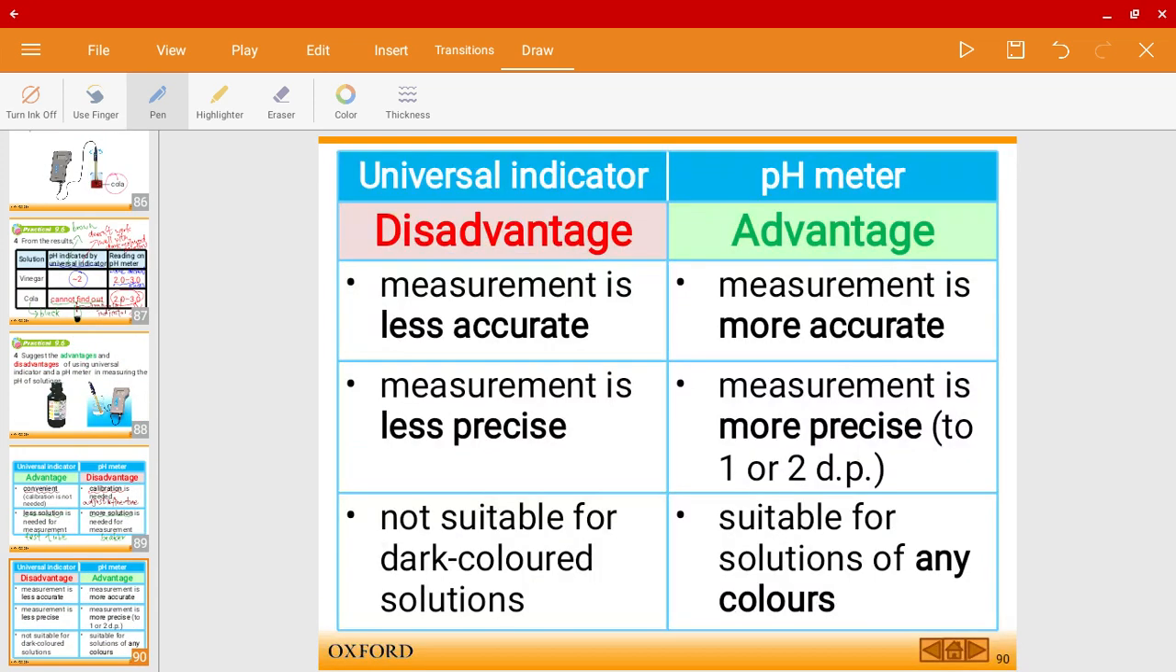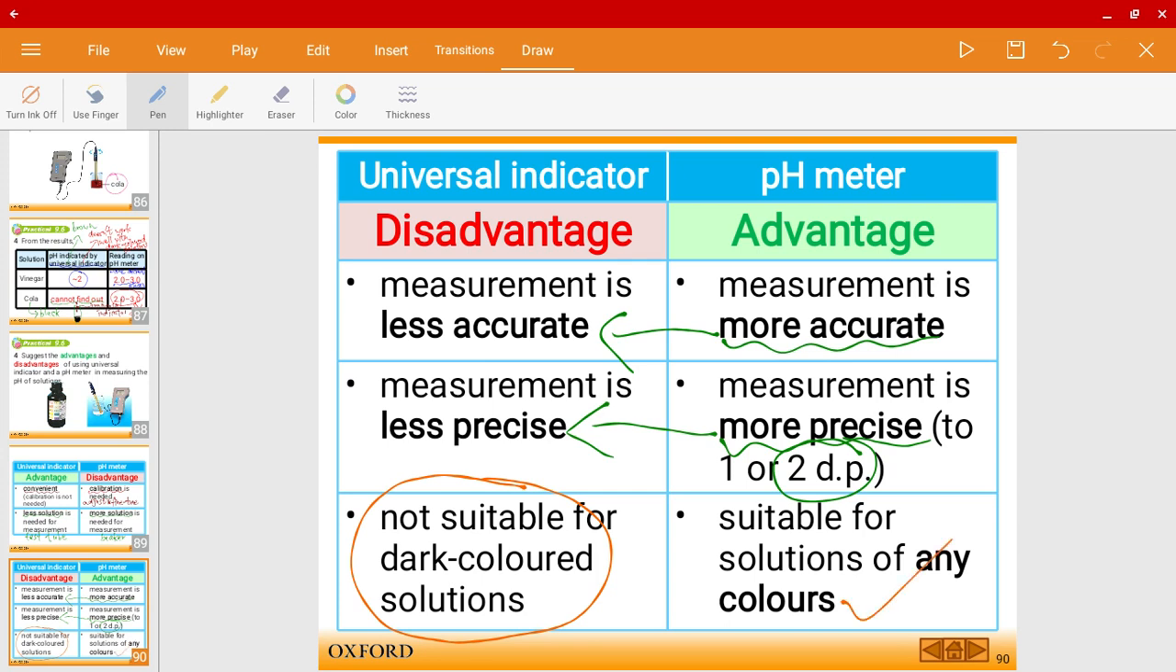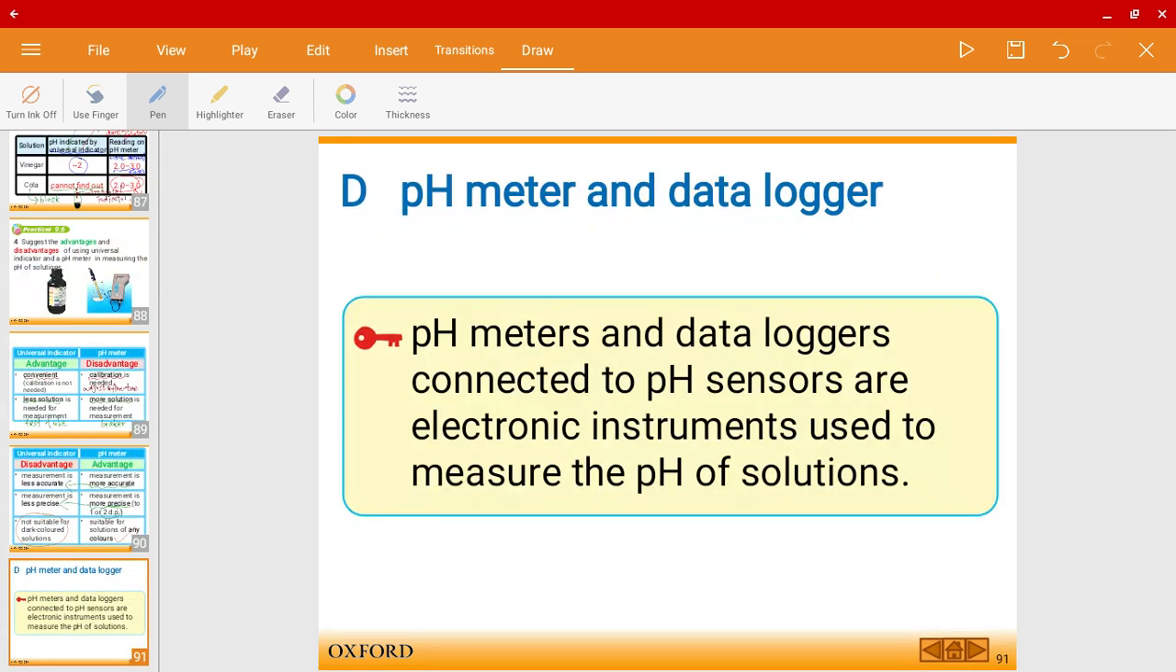So pH meters are more accurate. They're also more precise because they show you up to 2 decimal places. Whereas universal indicators are less accurate and less precise. And one more thing I mentioned earlier is that universal indicators are not suitable for dark colored solutions. Whereas a pH meter is okay with any solution, any colors. So pH meters and data loggers are usually connected to sensors, and we could use them to measure the pH of solutions.